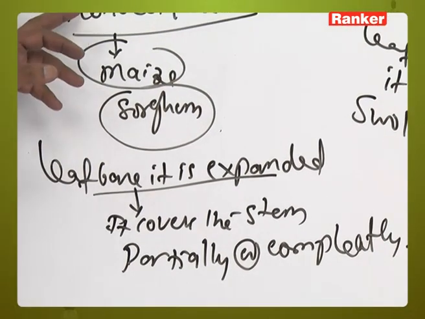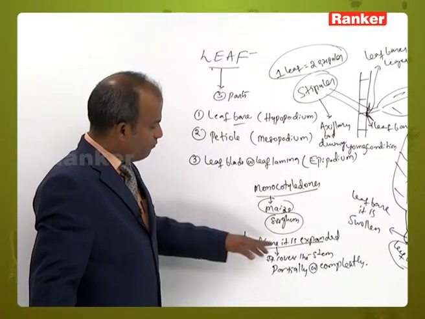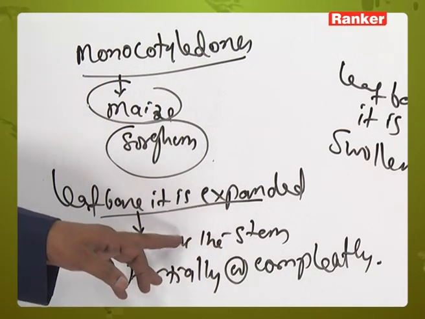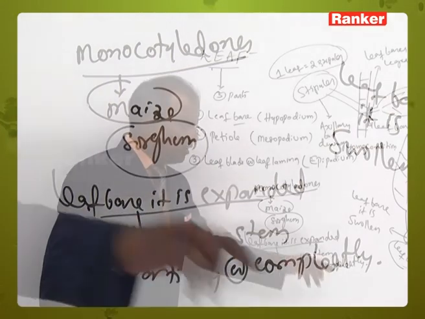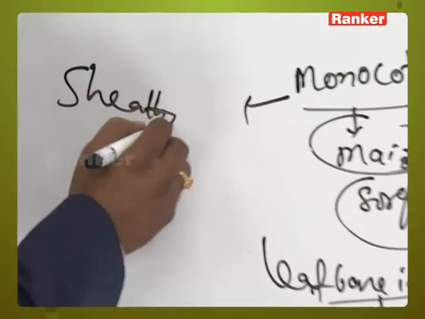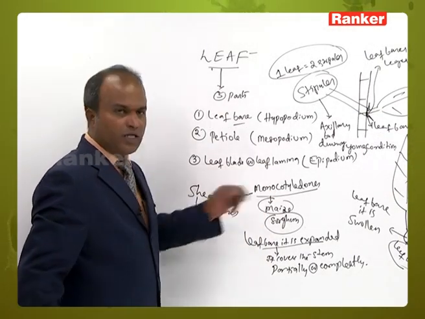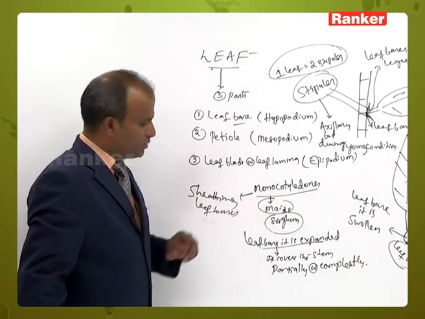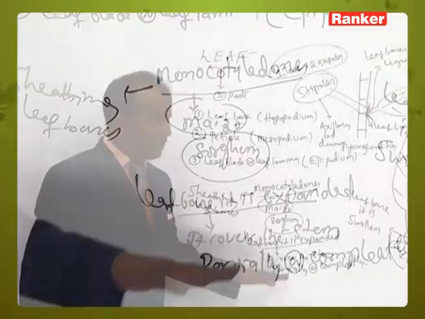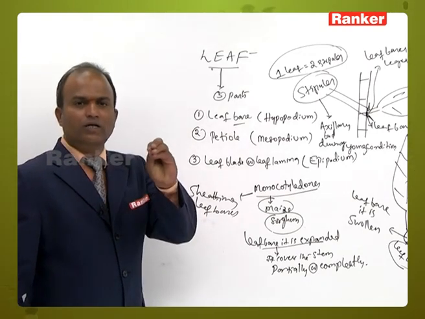That means in monocotyledons, for example maize and sorghum, the leaf base is expanded and covers the stem partially or completely. Can we call this type of leaf base a sheathing leaf base? Yes, this type is called a sheathing leaf base.